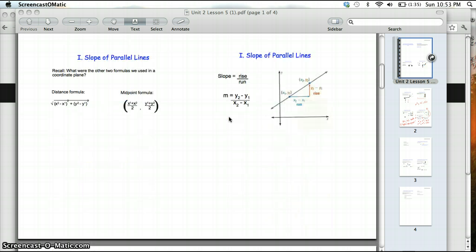So let's hit some vocab first. Now, the slope of parallel lines. So what two formulas have you used so far in the coordinate plane? You've used both the distance formula and the midpoint formula. Now we're going to go back to algebra and remember the slope formula, which is rise over run. The slope formula is y2 minus y1 over x2 minus x1.